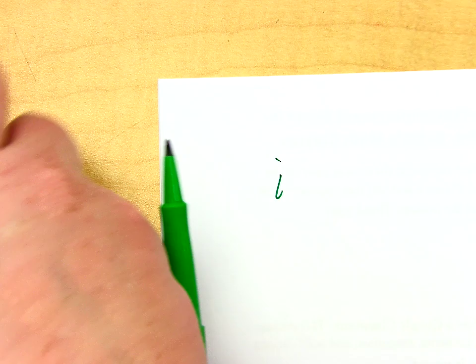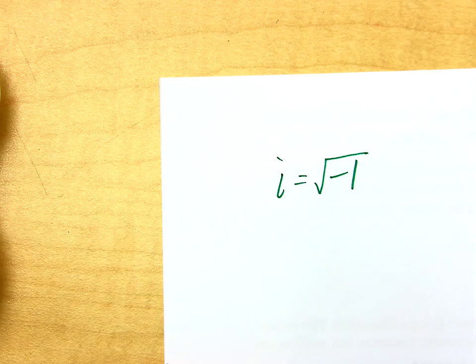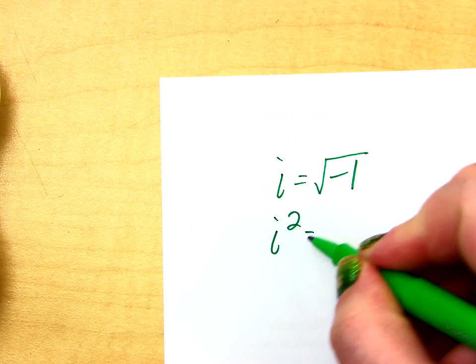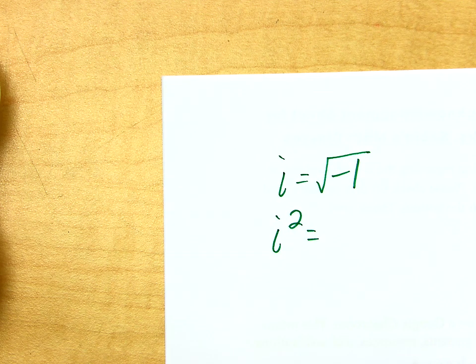Okay. If i is equal to the square root of negative 1, what do you suppose i squared is equal to? I heard some answers out there. 1 is a good guess. Yeah, usually kids guess 1 or negative 1.